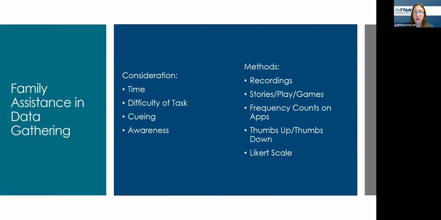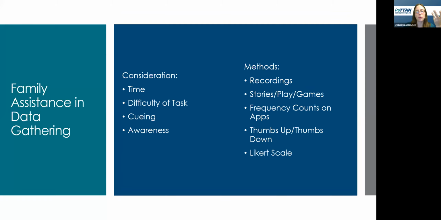So think about parents' time. Think about how difficult the task is if you want them to gather data for you. Think about what they understand about cueing. So they might tell you, oh yes, this child can perform this task, but are they actually cueing it, and the child's not doing it independently? Think about their awareness. When we think of sound production, sometimes families don't hear differences in sounds because they're not trained to do that. That's not normal, right? We are the abnormal ones as SLPs because we have been trained to listen so minutely to sounds. Other people haven't, so that's something to think about.